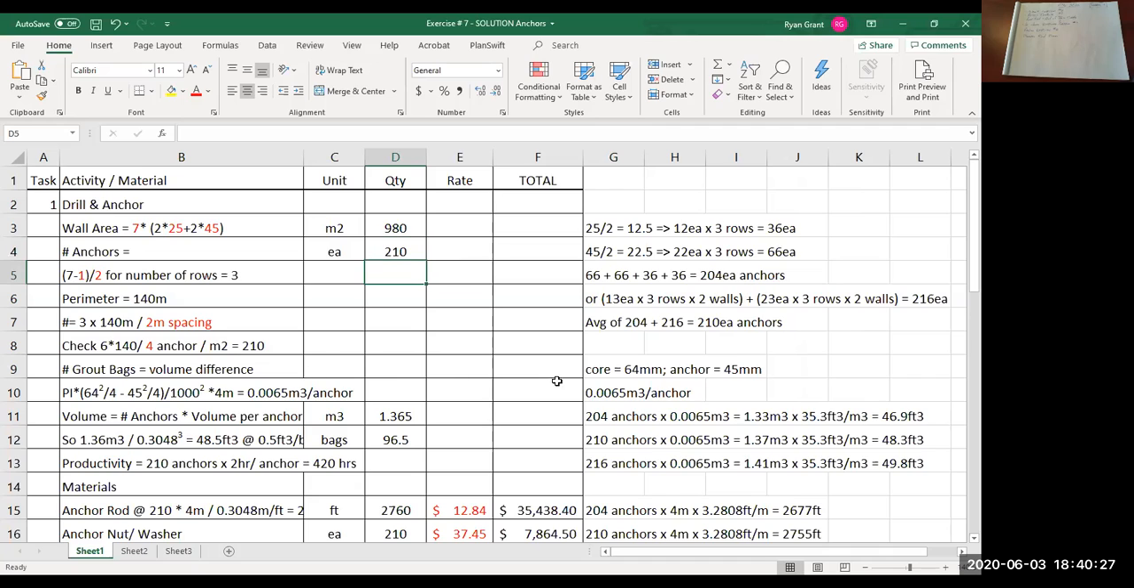So the next thing I did was calculate the volume of grout per anchor. So you were told that the core, so the sleeve was 64 millimeters diameter, and then the anchor inside was 45 diameter.